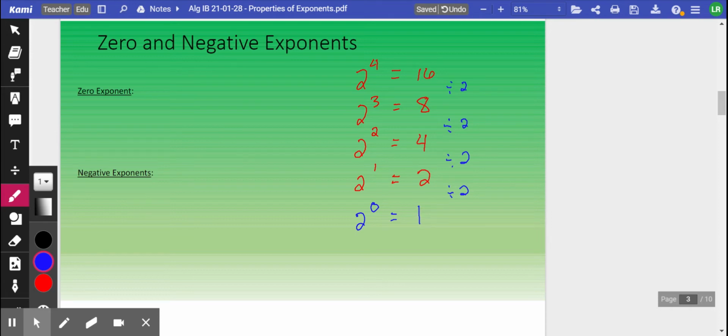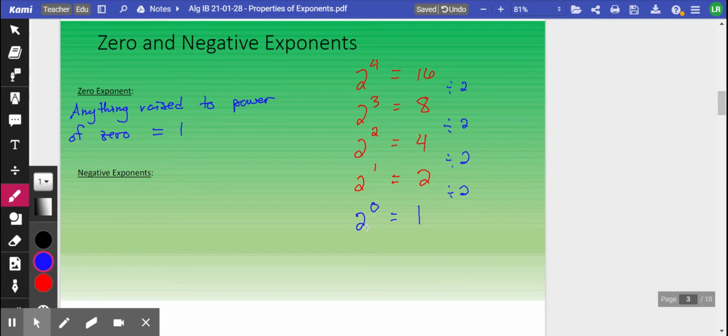So here's the first rule. Anything raised to the power of 0 equals 1. It doesn't matter what this base number is. These are 2's, but it doesn't matter what the base number is. If I raise it to the 0 power, the answer is going to be 1. The next part is, what do negative exponents do?